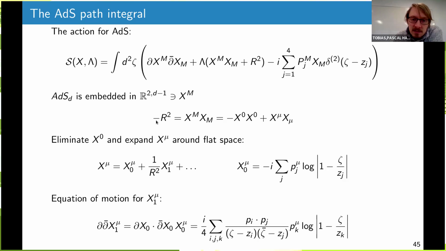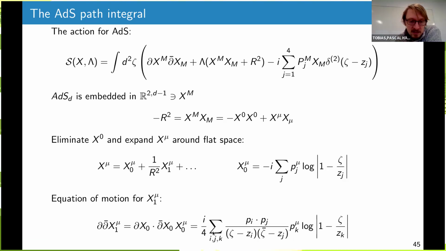And we can solve this to eliminate x0 and then expand the remaining d coordinates x mu around flat space. If we do this and solve at leading order, we get the same classical solution as in flat space. At the next order in 1 over R squared, we get this equation of motion here.